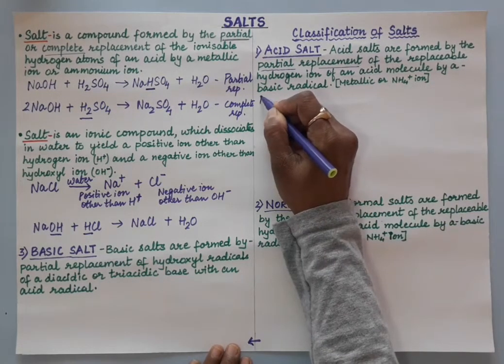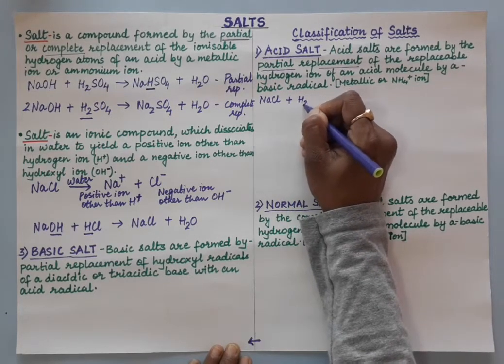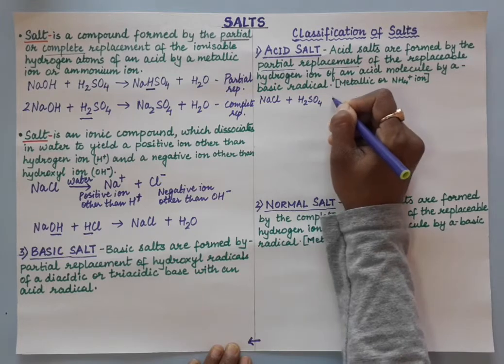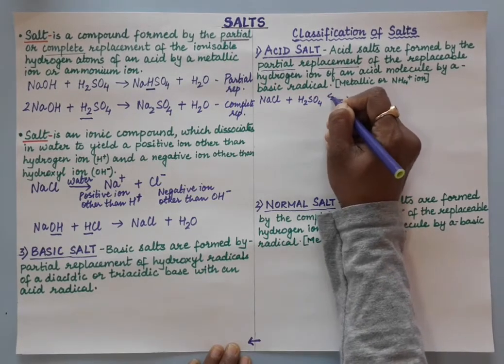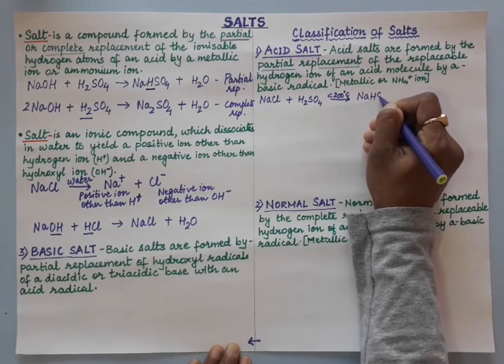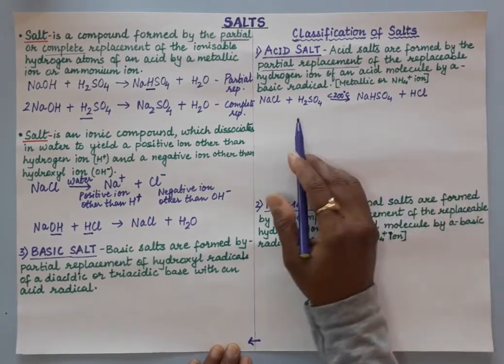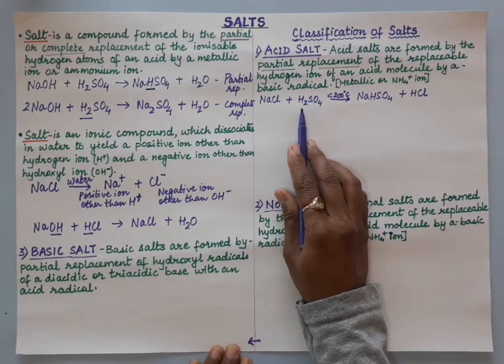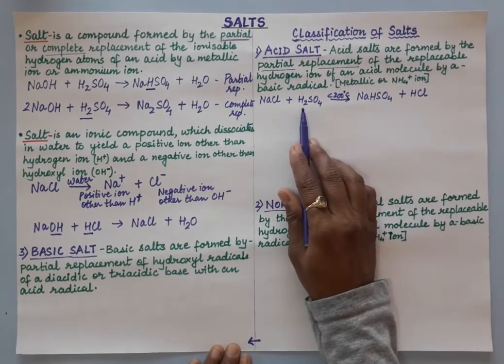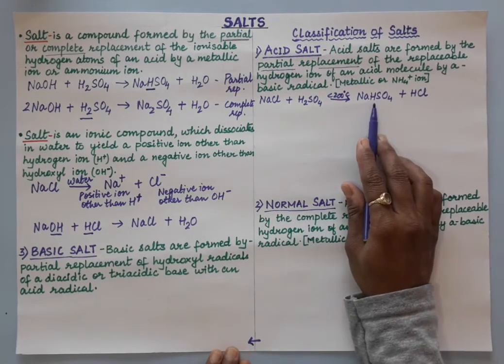See, sodium chloride, if we heat it with concentrated sulfuric acid below 200 degrees Celsius, we get the acid salt NaHSO4 plus HCl. Now this is a dibasic acid, so it is not completely replacing both the hydrogens together. See, partial replacement, one hydrogen remains in the salt, and that is how we are getting acid salt.